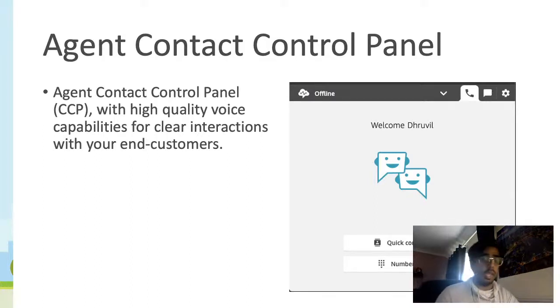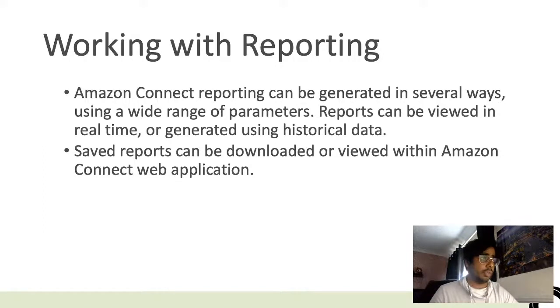As I said earlier, we can work with reporting, and Amazon Connect can generate several reports in several different ways. It allows you to have real-time and historical data generated, and these can be found in the dashboard itself or can be retrieved using API calls. You can also save the reports on the dashboard itself or on S3, again a data storage service from Amazon. And these can be downloaded as well, so you can view them by downloading.